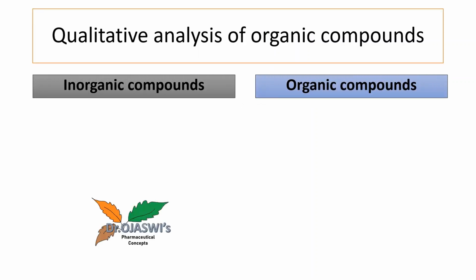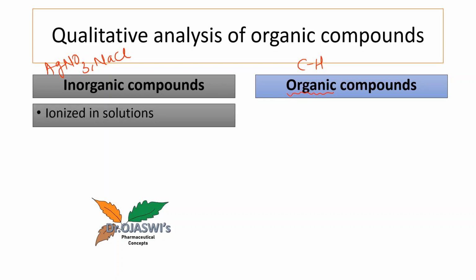As we all know, there are two types of compounds, inorganic compounds and organic compounds. Inorganic compounds and their laboratory practicals we have already learned in semester 1. Now in semester 2, we are dealing with organic compounds. We all know from the beginning that organic compounds means compounds having a carbon-hydrogen framework, whereas inorganic compounds like silver nitrate and NaCl, where there is no carbon and no hydrogen, are called inorganic compounds.